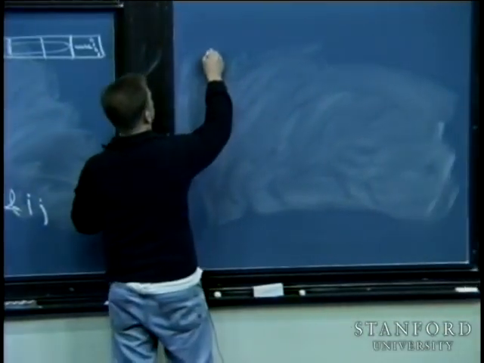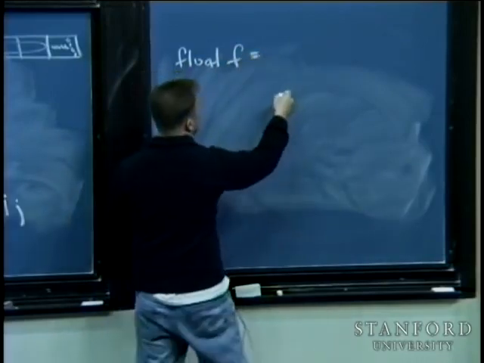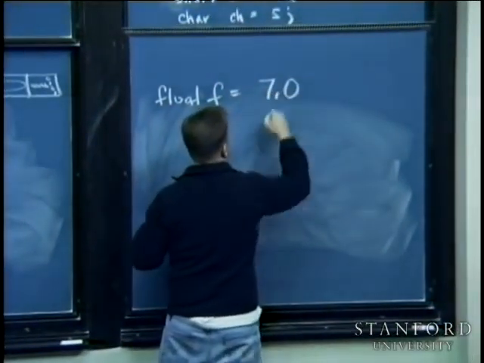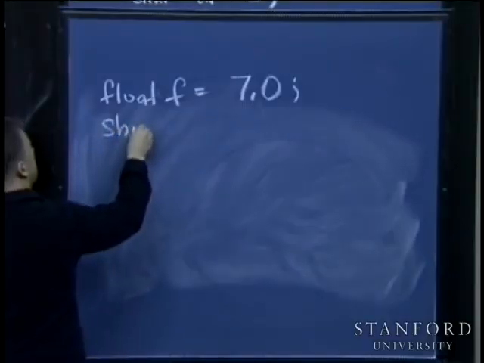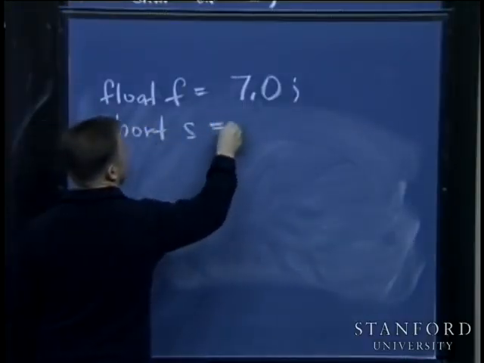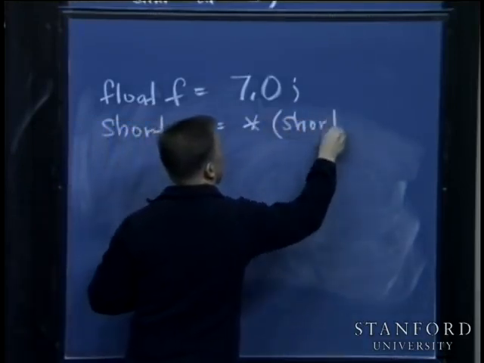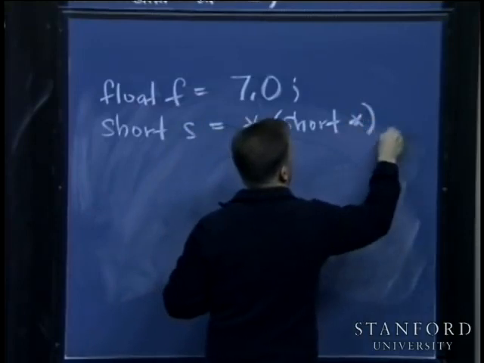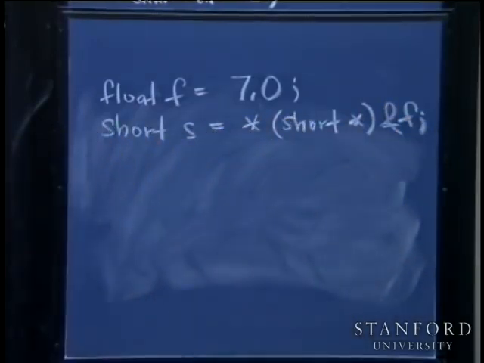Let me do float f is equal to 7.0. And then we do this. Short s is equal to asterisk short star ampersand of f. It looks very similar to this, except the one interesting part being introduced to this problem is that the figures are of different sizes.